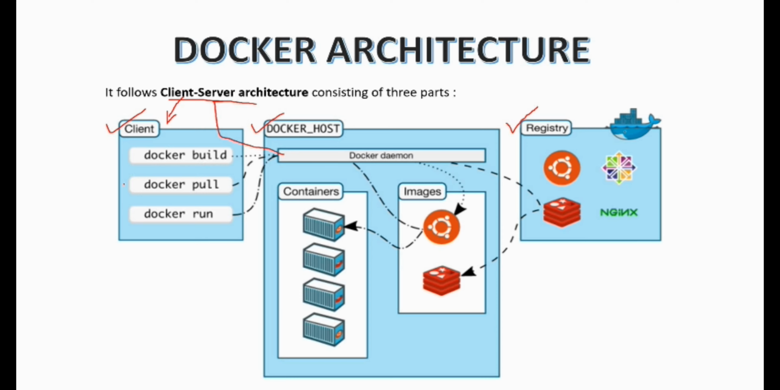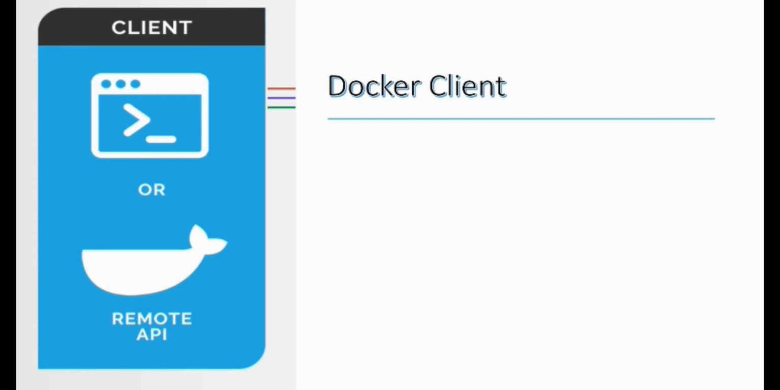The Docker client is the CLI where you can run various commands like docker build, docker pull, docker run. All of these commands are used in order to interact with the server. Now talking about the Docker host, it consists of a Docker daemon and the Docker objects like containers and images, and it provides a complete execution environment for these containers. And the third one is the registry, where we can store the images.